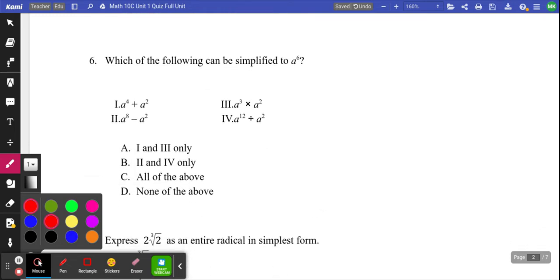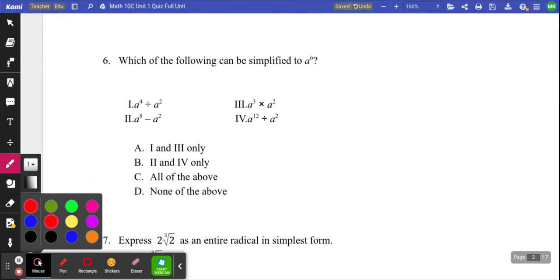Number 6. Which of the following can be simplified to a to the power 6? All right, looking at the first one. That's a to the 4 plus a to the 2. We have no exponent rules that can combine those. There's nothing you can do with that. They're not like terms. There's no exponent law for adding powers.